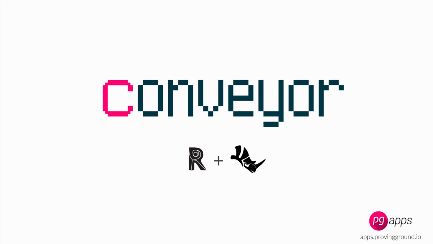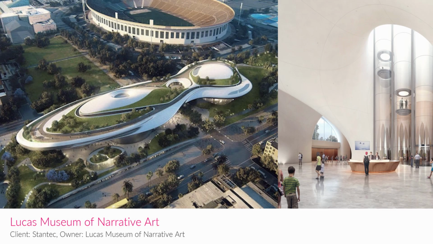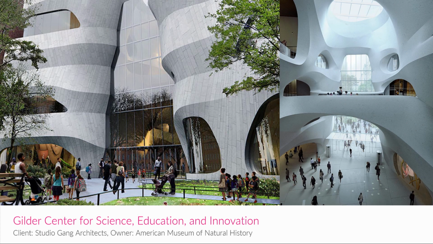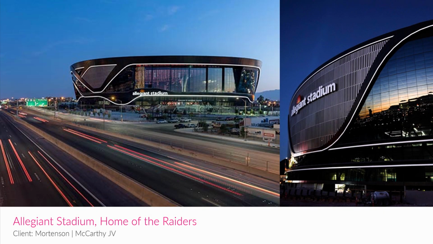Conveyor is Proving Ground's Rhino and Revit workflow integration solution. It has been used as the backbone of numerous real-world projects and is positioned as the baseline workflow at a number of leading architectural design practices today.